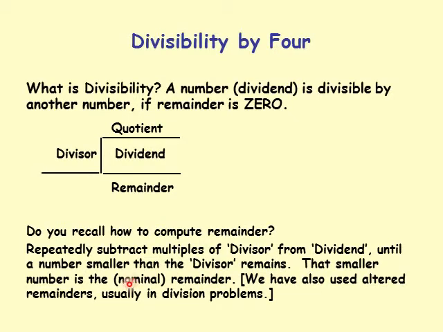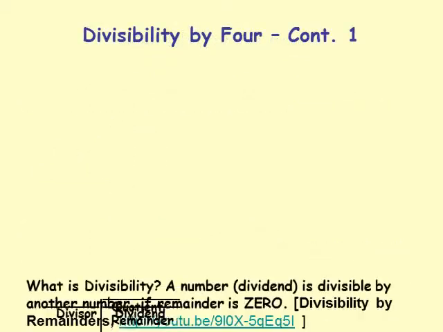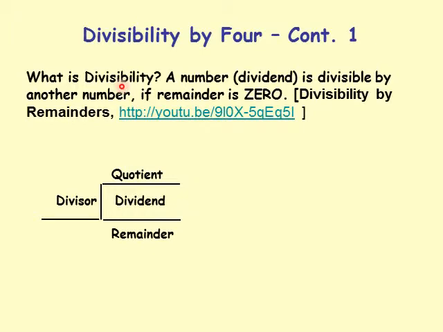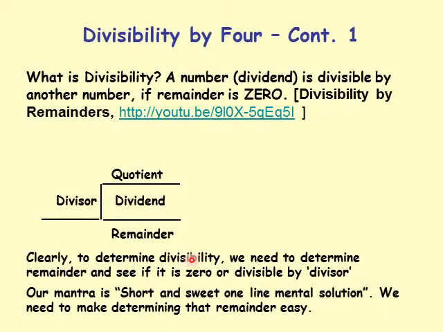We also have used altered remainders usually in a division problem. So this is the remainder. The remainder is usually smaller than the divisor, at least the nominal remainder is. Okay, so same problem again. You can refer to what we had done before, in the video on divisibility by remainders, which discusses the issues we are talking about here. So clearly, to determine divisibility, we need to determine the remainder and see if it is 0, or divisible by the divisor.